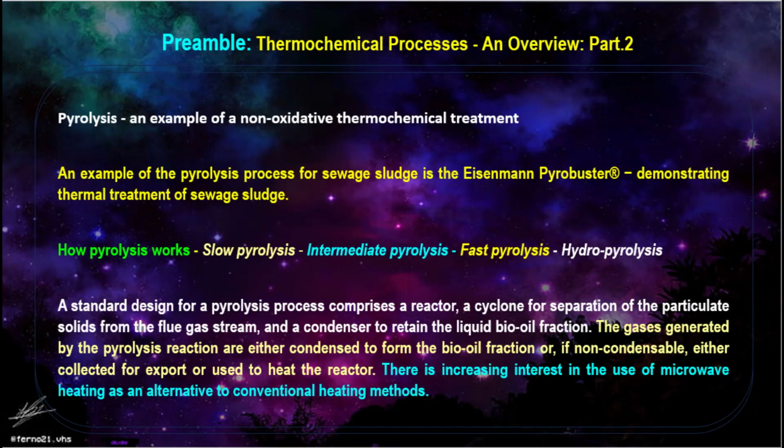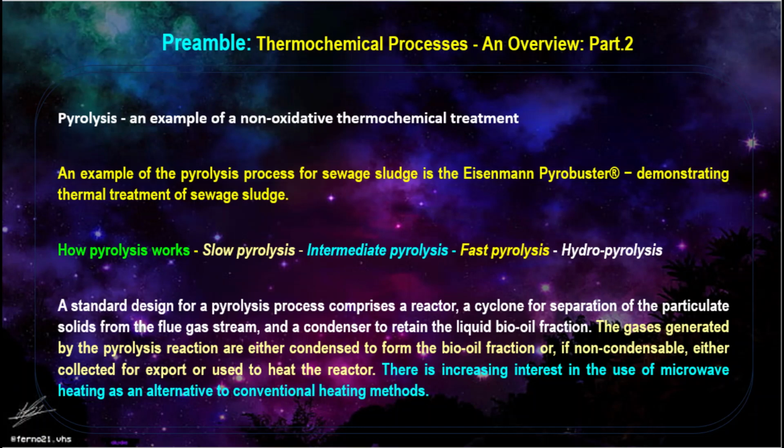Then another lecture in continuation of the previous one, that is thermochemical processes, an overview part 2. In that, we have dealt with pyrolysis, an example of non-oxidative thermochemical treatment. An example of the pyrolysis process for sewage sludge is the Eisenmann Pyrobuster, demonstrating thermal treatment of sewage sludge. Then how pyrolysis works. It has different types: slow pyrolysis, intermediate pyrolysis, fast pyrolysis, and hydropyrolysis.